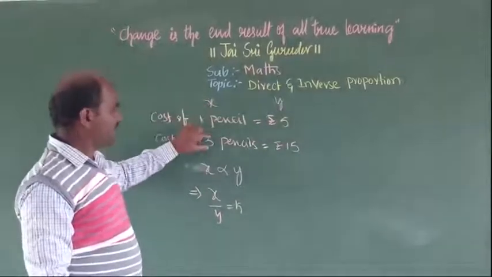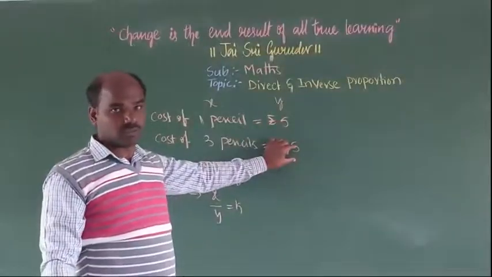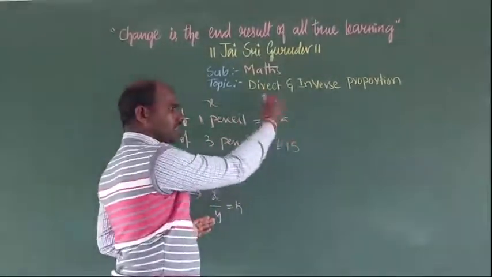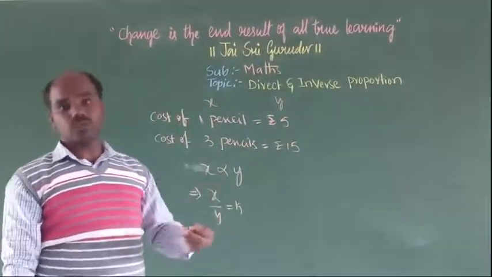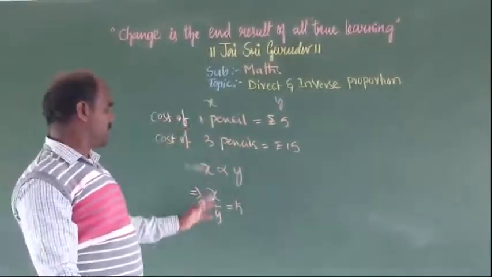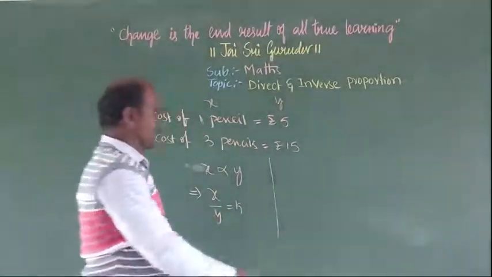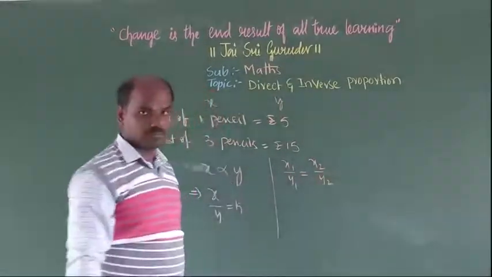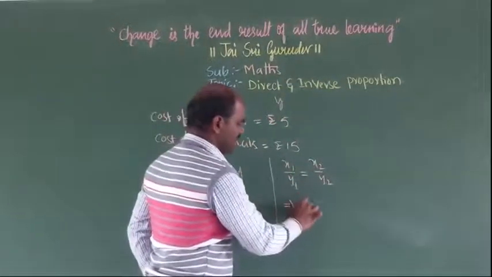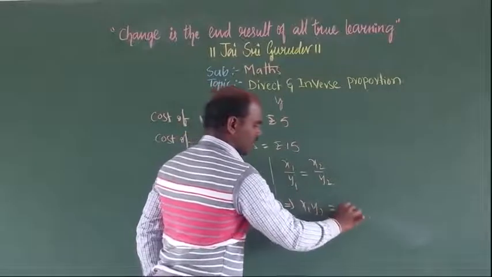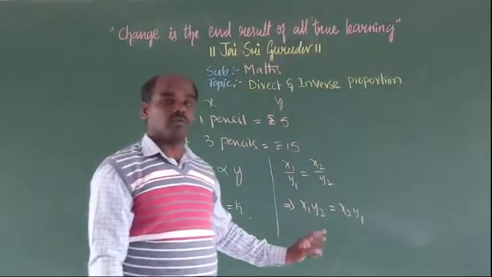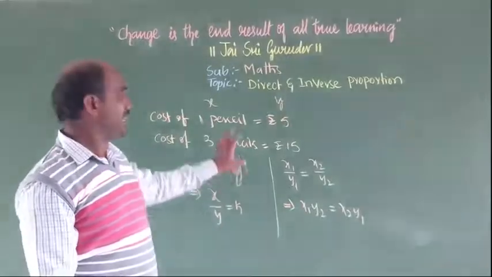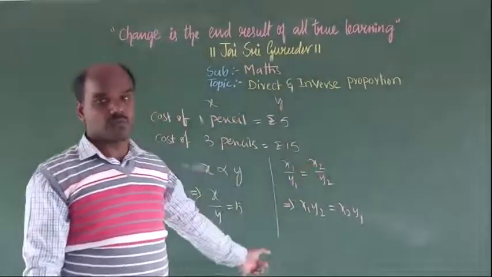So this one is x1, x2 and y1, y2. Yes or no, children? On the left hand side you have to take only x, and on the right hand side only y. Then to remove this, x1 by y1 is equal to x2 by y2. By taking cross multiplication, that is x1 y2 is equal to x2 y1. So this is a formula to find the unknown variable value. Understood now? This is the direct variation or direct proportion formula.